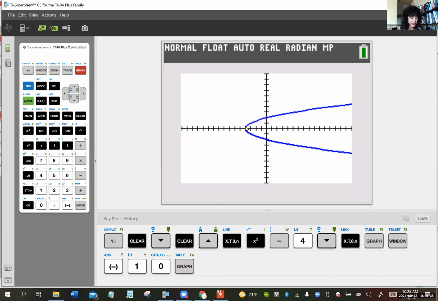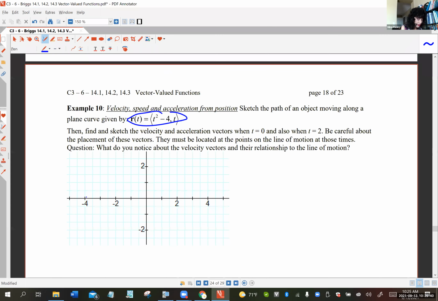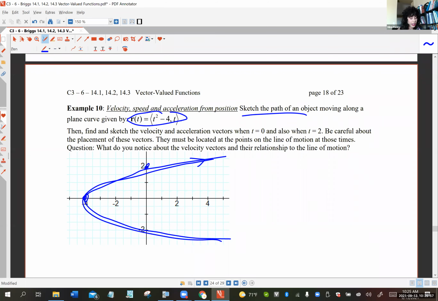Looks like the vertex there is on the x-axis at negative 4. And so if I graph this, I'll show the orientation there with an arrow. Okay, so we sketched the path of our object. Our object is moving along this parabola. You know, maybe it's a little bug walking there.